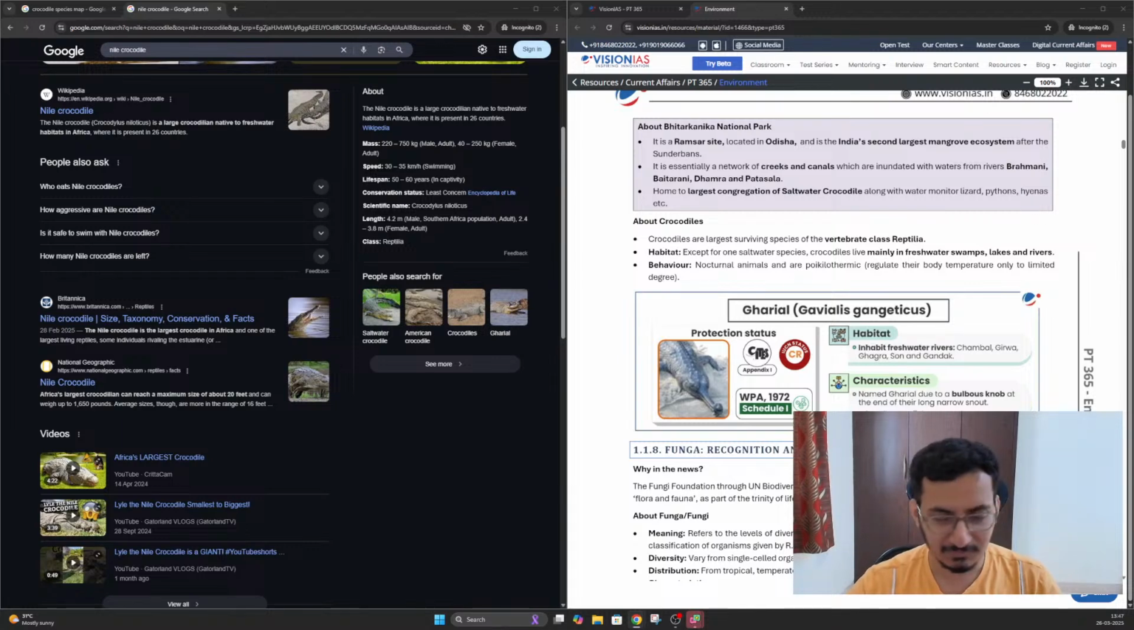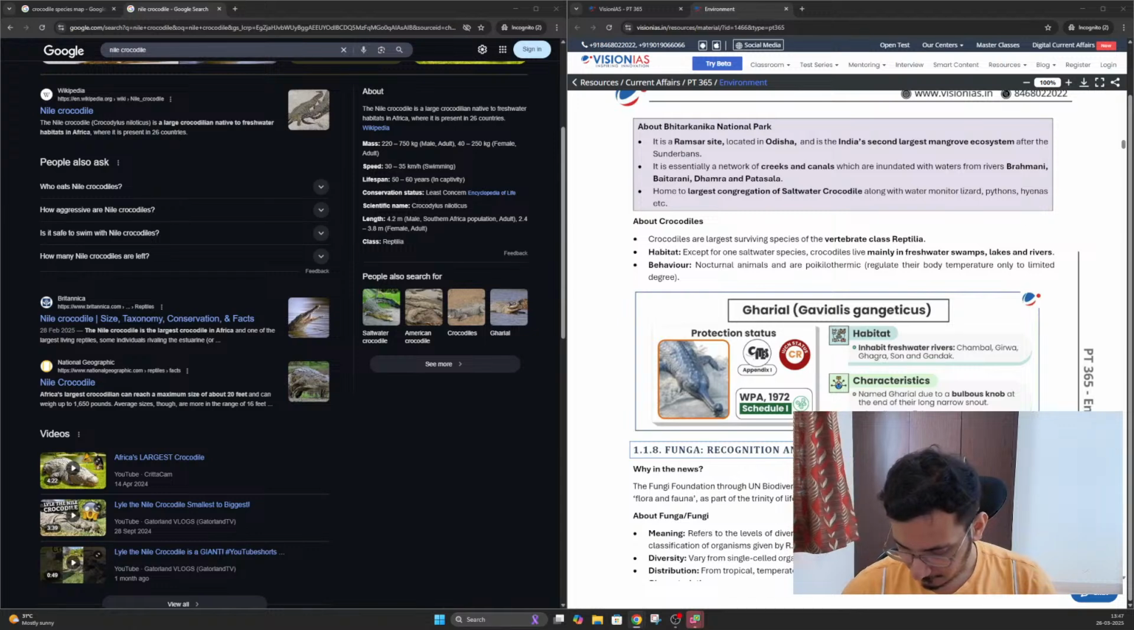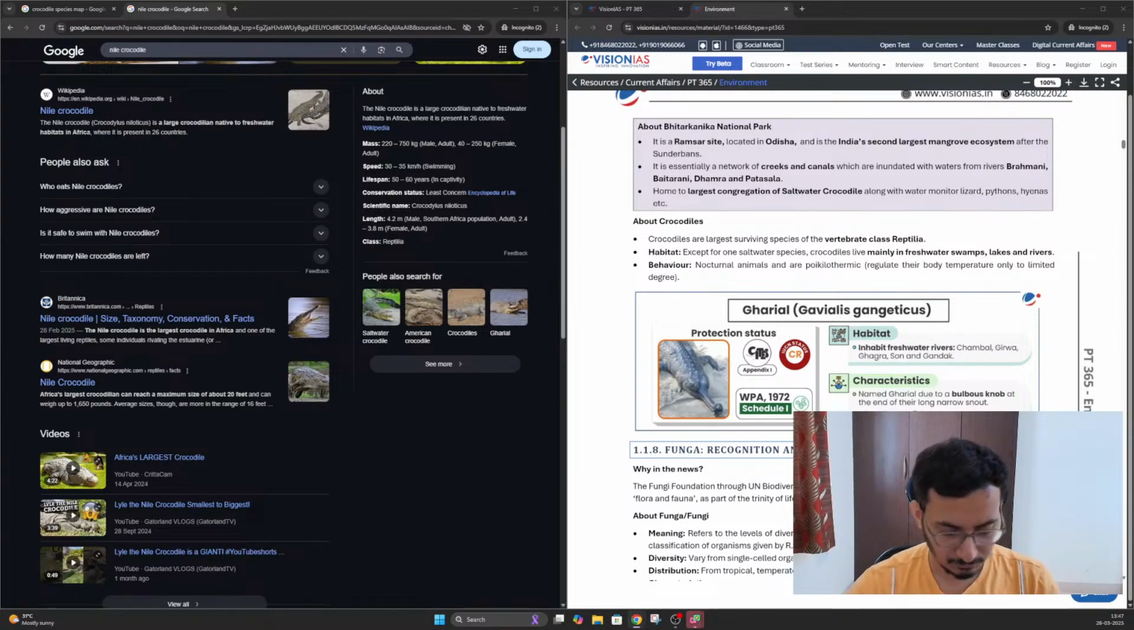Bhitarkanika National Park is a famous one if you want to watch them. Yeah, saltwater crocodile is obviously least concern because who is going to bother saltwater crocodile? Gharial, the smallest one, is in danger.